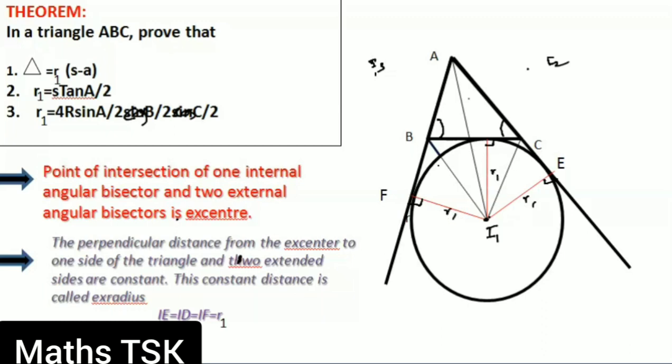With this radius, if you draw a circle, it touches one side of the triangle ABC, BC, externally, and the two extended sides internally. So we call it the excircle opposite to vertex A. Here there lies a circle opposite to vertex B, and here a circle opposite to vertex C. Three excircles are drawn. That is the concept around excircles, right? Next we move on to the theorem.